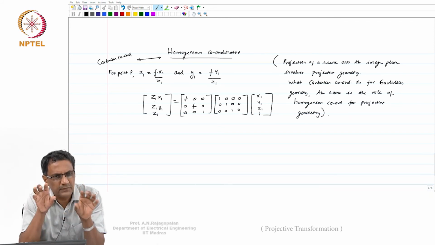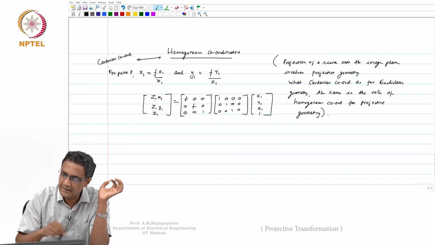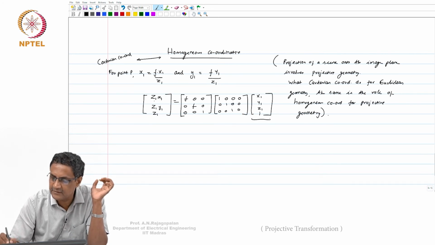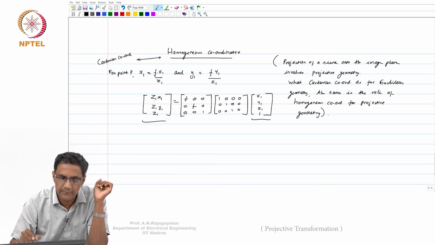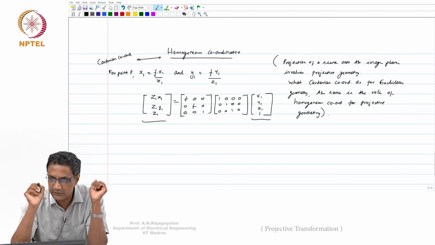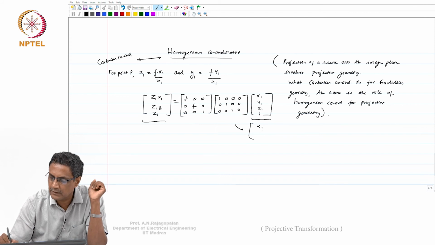So that is why this homogeneous notion comes. And here, this 3D scene is in a homogeneous form. The image pixels are in a homogeneous form, and you can clearly verify, right? If you multiply these two, what will you get? x1, y1, z1, right?